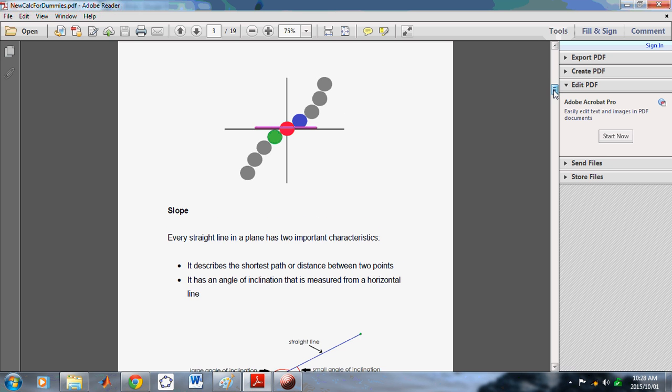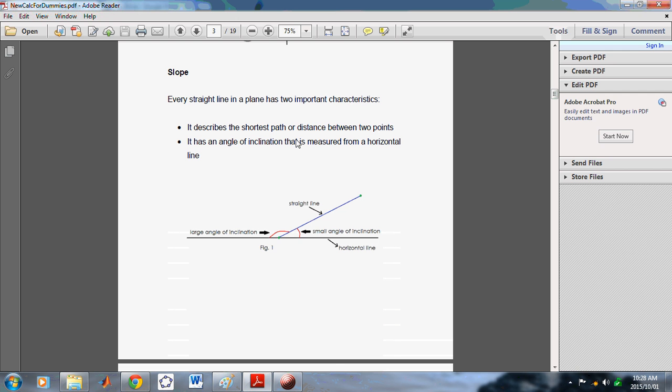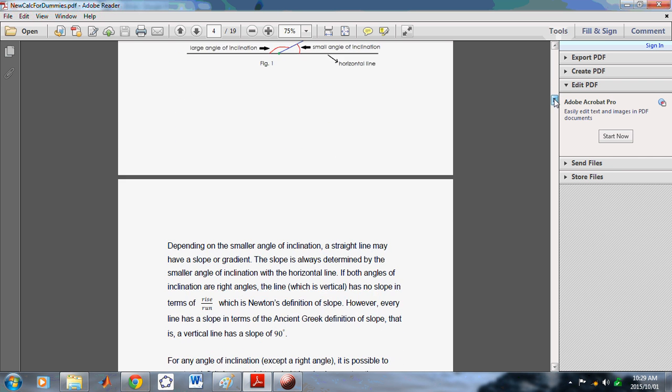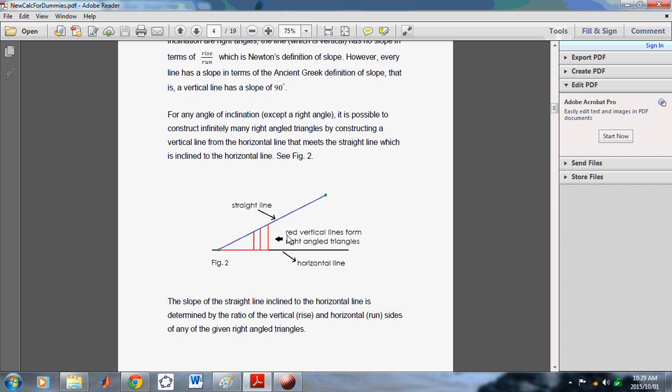So if we just look at this characteristic or attribute of slope, every straight line in a plane has two important characteristics. It describes the shortest path or distance between two points, and it has an angle of inclination or a slope which is measurable from the horizontal line. And most of you with a high school education should know this stuff. And here we have more description of the angle of inclination.